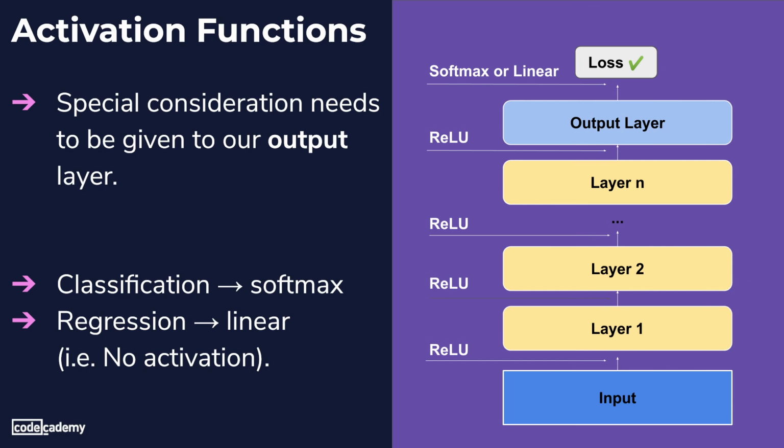Special consideration needs to be given to our output layer's activation function. If we are doing classification, then we probably should use the softmax function to normalize the output of our model into probabilities between 0 and 1. Alternatively, if we are doing regression, we usually want to use a linear activation, in other words, no activation. This allows our model to generate all possible real-valued outputs.